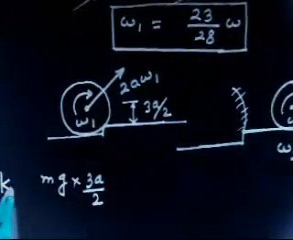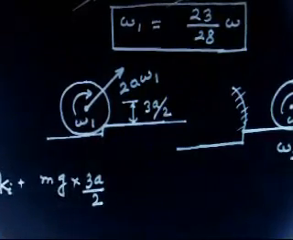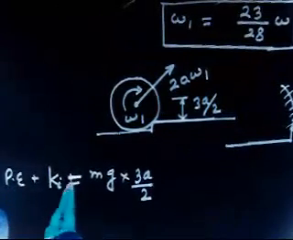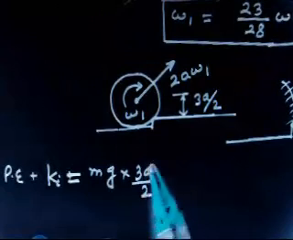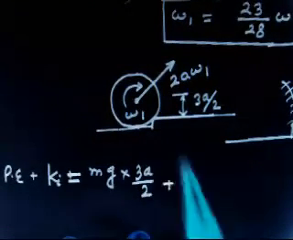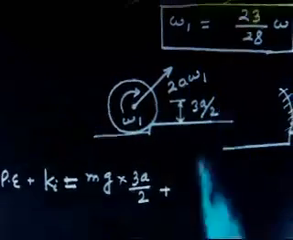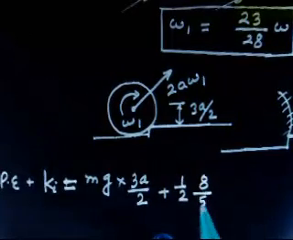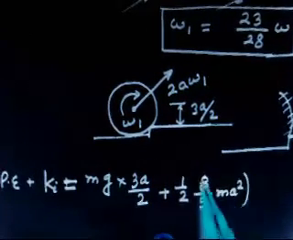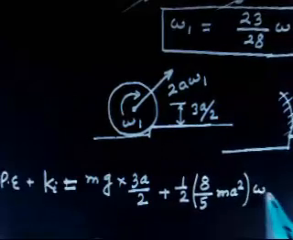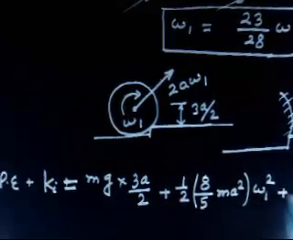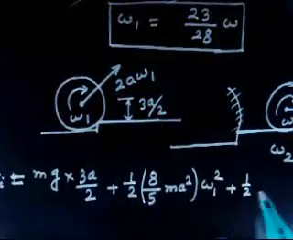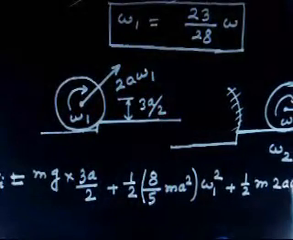So I am writing kinetic energy plus potential energy. This is potential energy mg 3a by 2, plus kinetic energy. We have two kinds of kinetic energies, rotating as well as moving. So half I omega square, I is 8 by 5 ma square as we have already said, omega is omega 1, plus half m v square, where v is 2a omega 1.